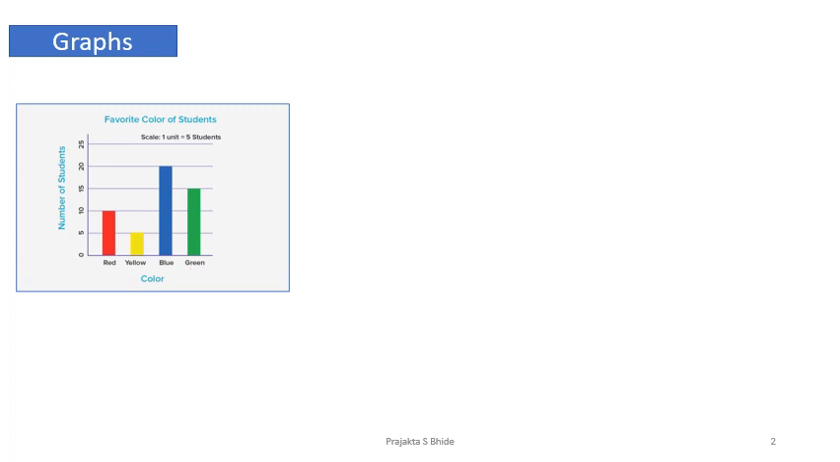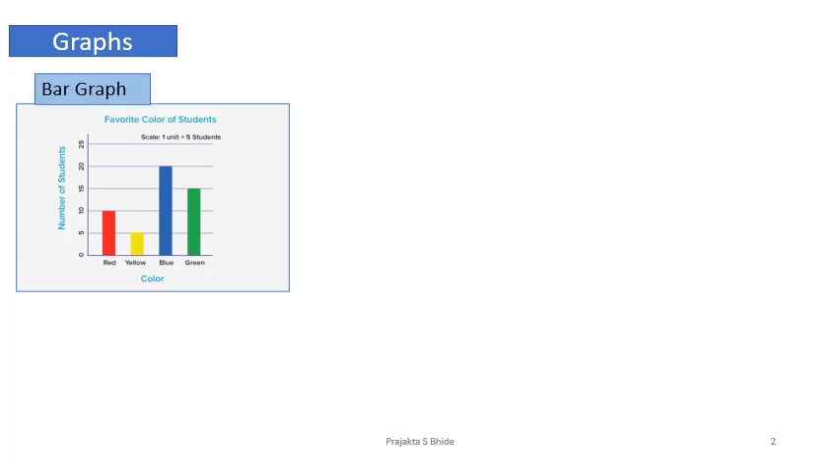Okay. So now on this graph, what do I see? I have the colors red, yellow, blue, green, and on the other axis I have the number of students. And what I see, these are bars. It's not a line, it's not a dot, it's not a curve, it's not a circle, it's a bar. It's a rectangle bar. So this is a bar graph.